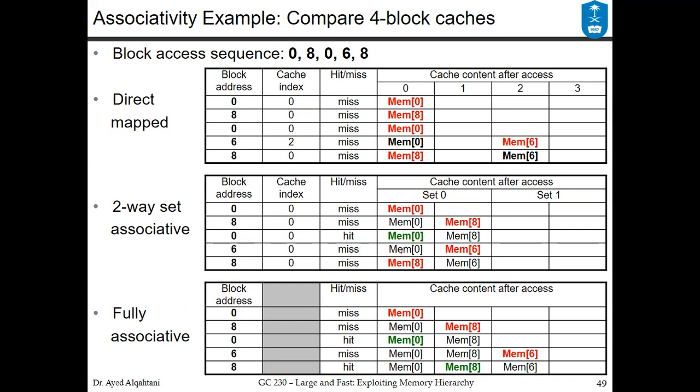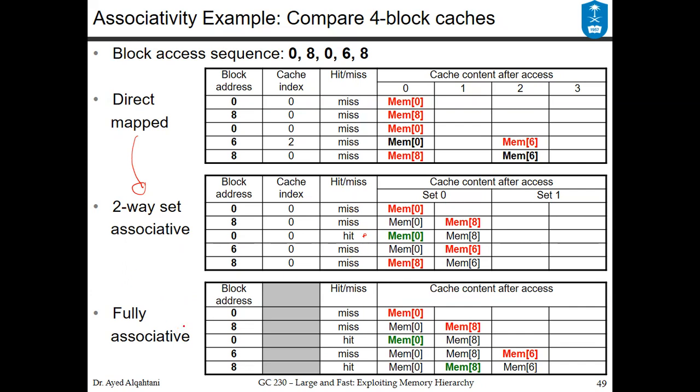And now we have this access, and we looked for it, and unfortunately, it's not there. And because of this, it's a miss. So we take the least recently used, which is the memory 0. We take it out, and instead of it, we put memory 8. So as you can see now, because we moved from the direct map, which is the one-way set associative, to the two-way set associative, we gained 1 hit.